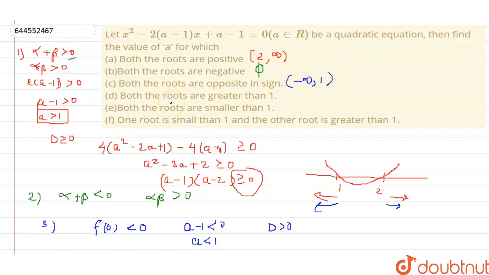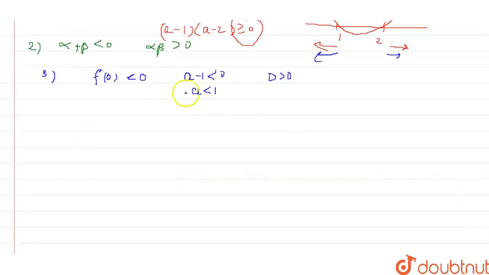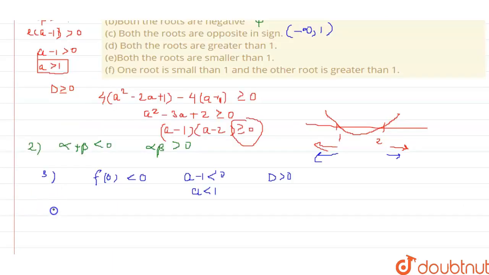Next is when both the roots are greater than 1. So if both the roots are greater than 1, then what can we say? That f of 1 should be greater than 0. So if this is the condition, then we can say that both the roots are greater than 1. We can say that alpha plus beta is greater than 1, and we can also say that alpha beta should be greater than 1, right?